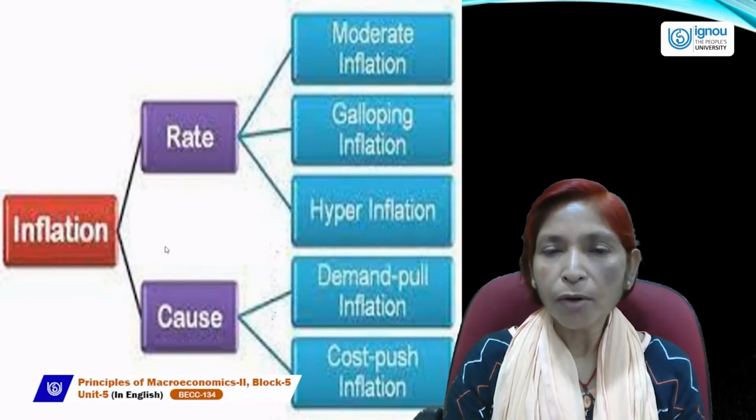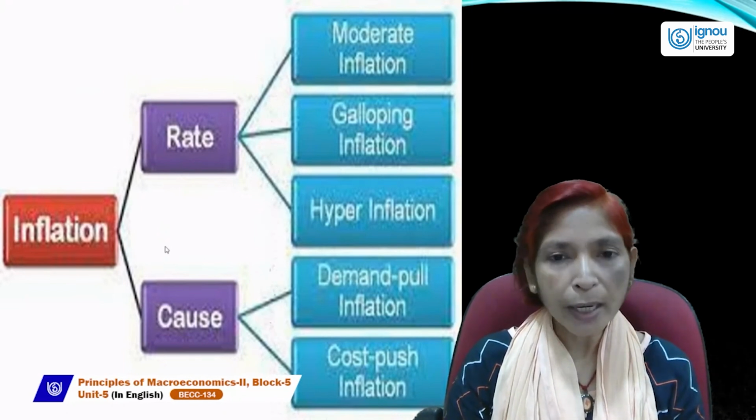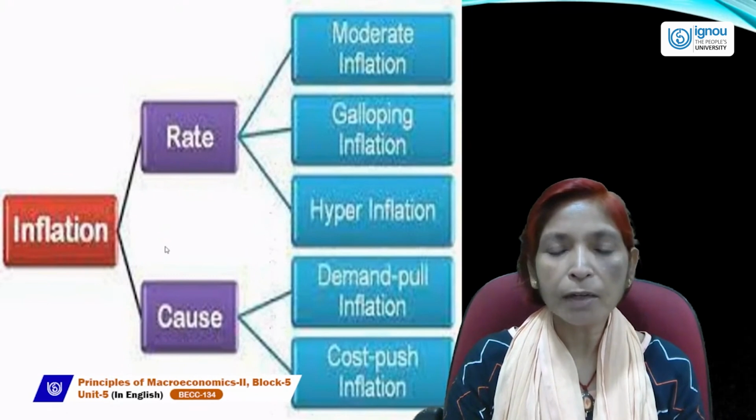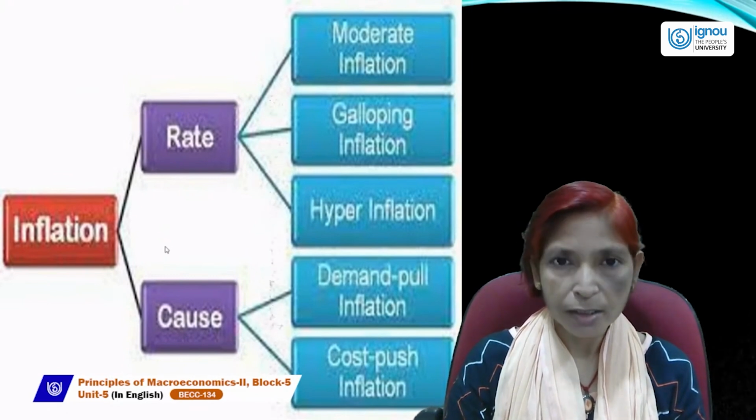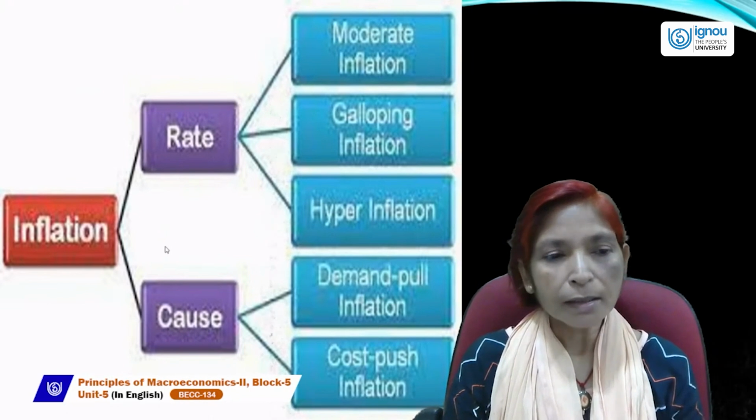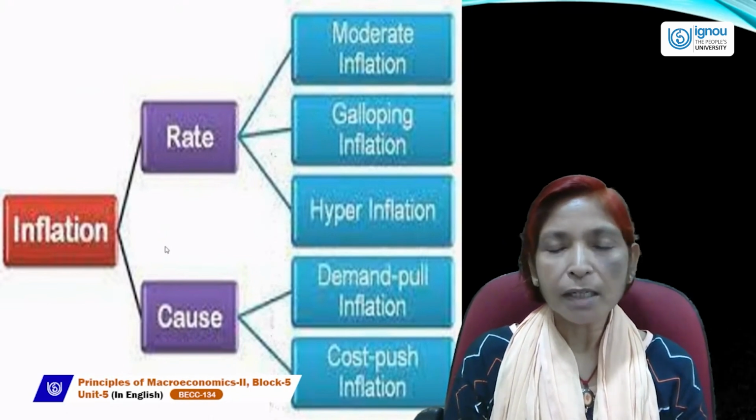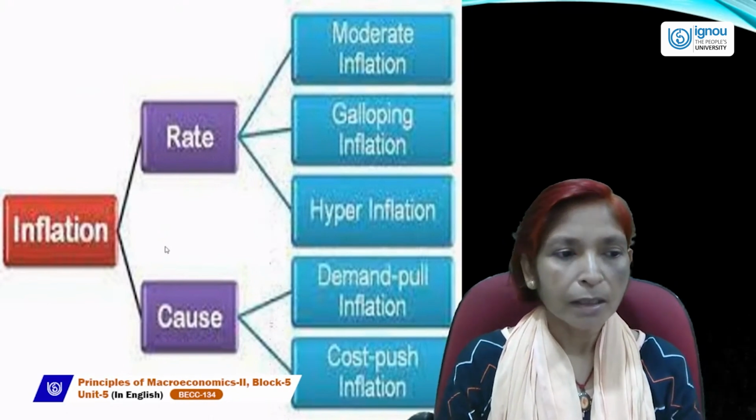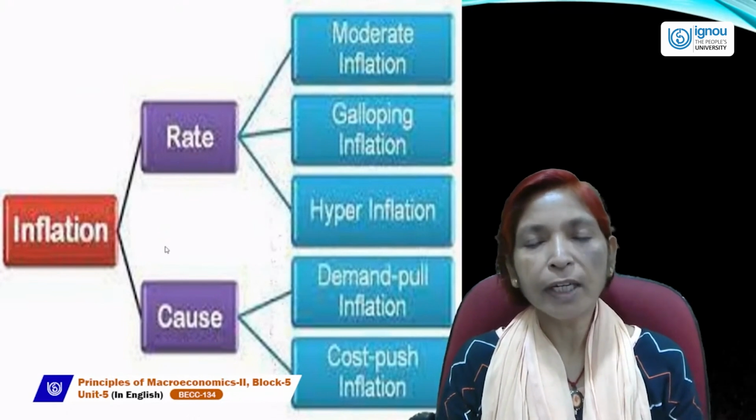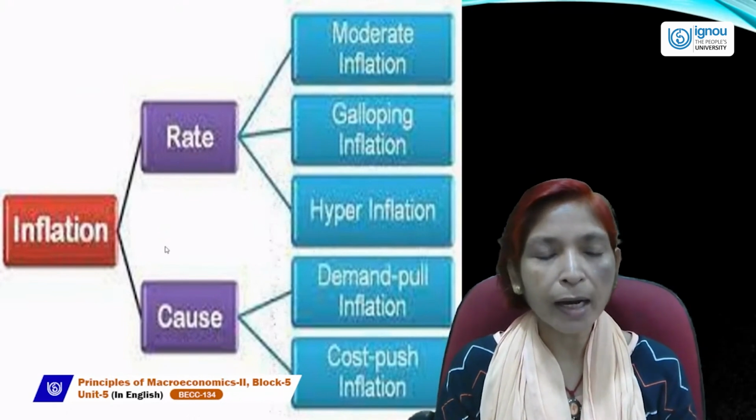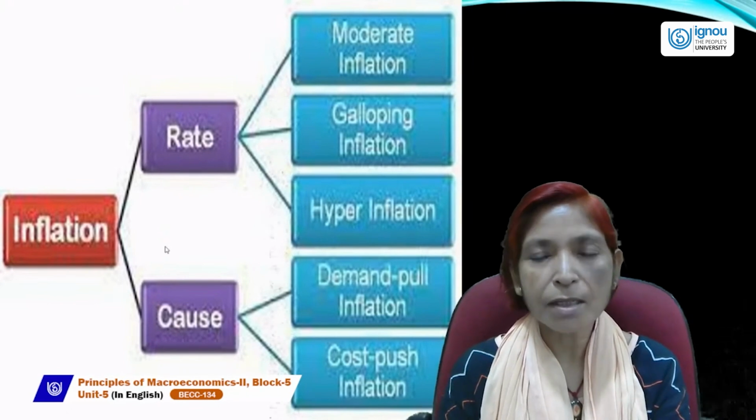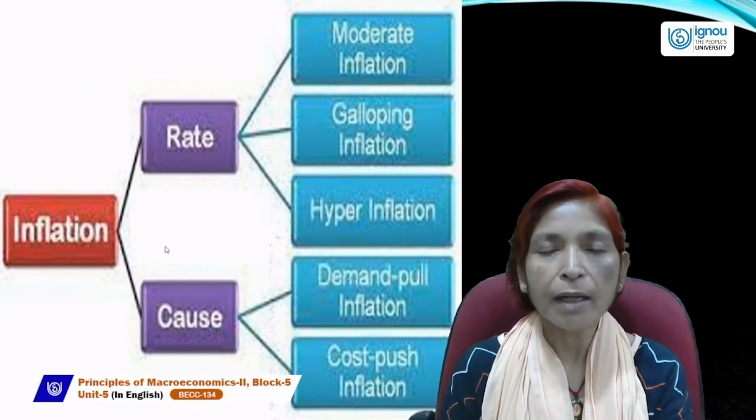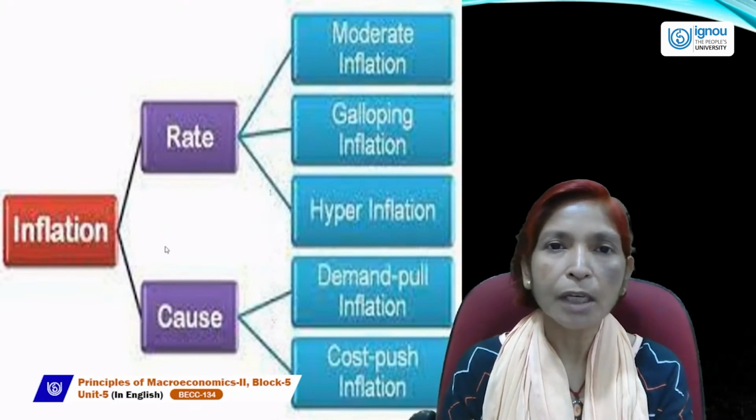But moderate inflation, galloping inflation, and hyperinflation are known as the inflation rate. So this is the difference between rate and cause of inflation. Inflation rate may be of three types: moderate, galloping, and hyper. And cause of inflation may be of two types: one is demand pull inflation, and the other is cost push inflation.